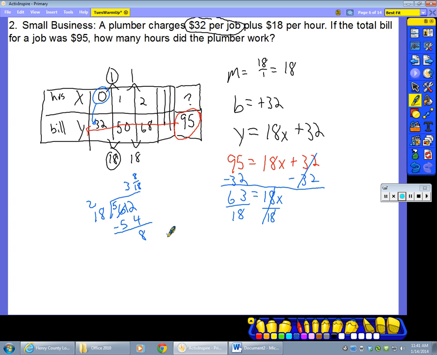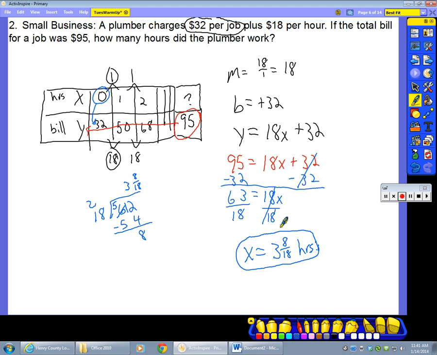I'm going to just leave it as a fraction. You could put it as a decimal. It's close to 3.5. It's not quite 3.5. So in this case, x equals 3 and 8/18 of an hour. So that is the correct answer, and that's number 2.